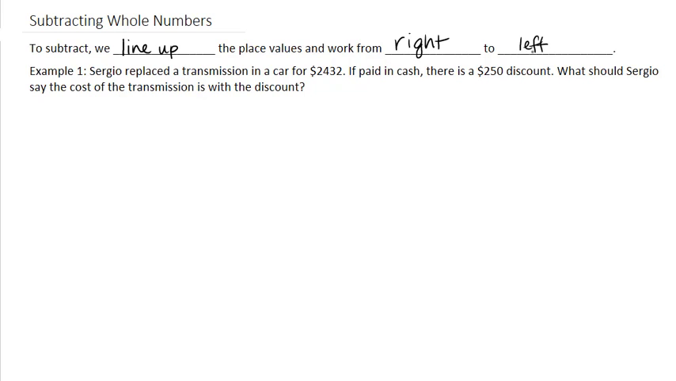Example 1. Sergio replaced the transmission in a car for $2,432. If paid in cash, there is a $250 discount. What should Sergio say the cost of the transmission is with the discount?